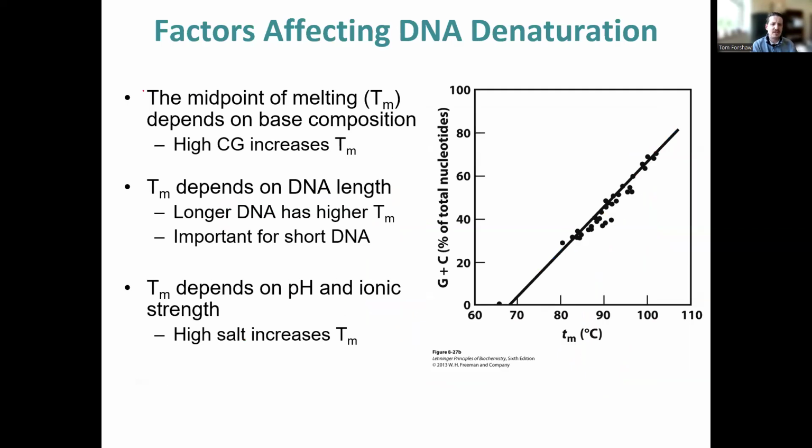This is what I've already mentioned, the midpoint of the melting. This is really what it depends on, what causes that. So what causes this difference in TM? Now recall with the A and T, C and G pairing, recall the hydrogen bonds. A and T, 2 hydrogen bonds. C and G, 3 hydrogen bonds.